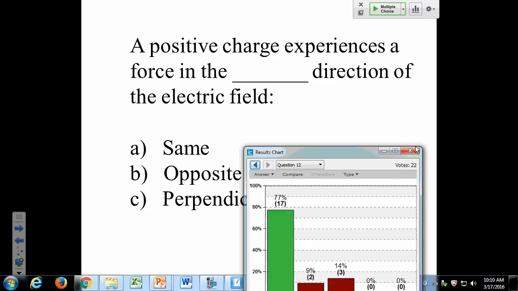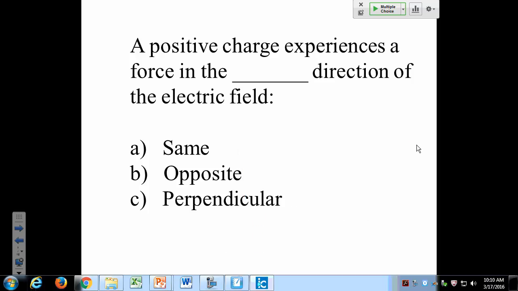Okay, good. A is right. My positive charges will always move in the direction of the electric field, or at least they'll always experience a force in the direction of the electric field.